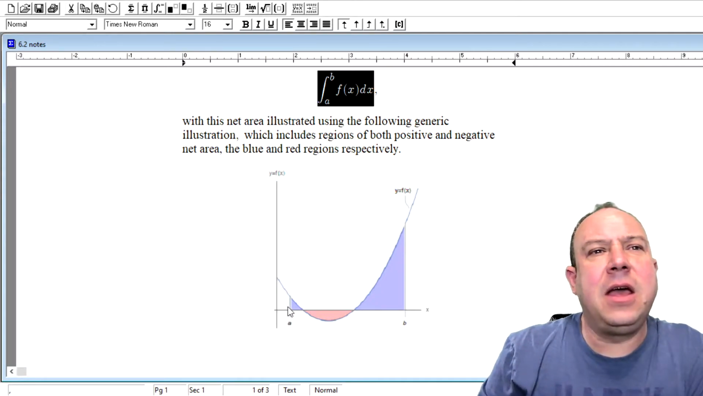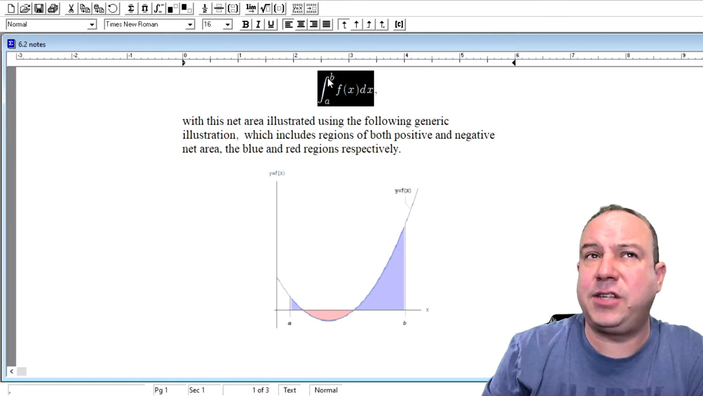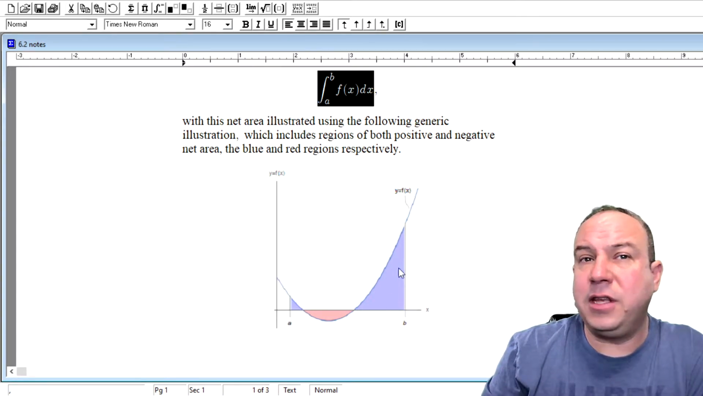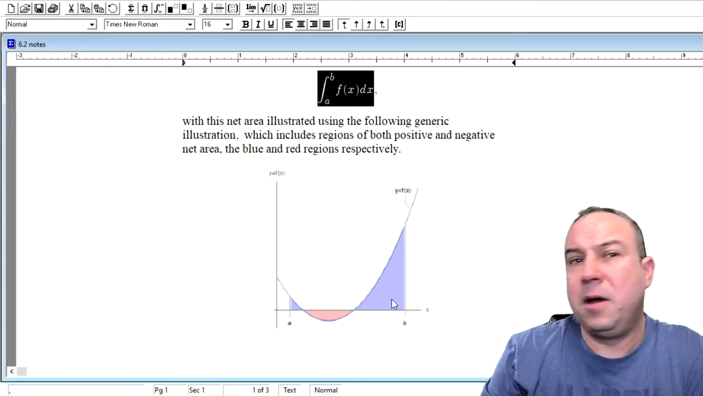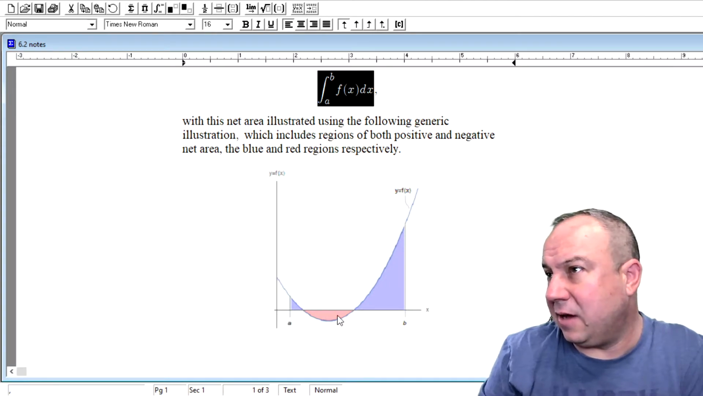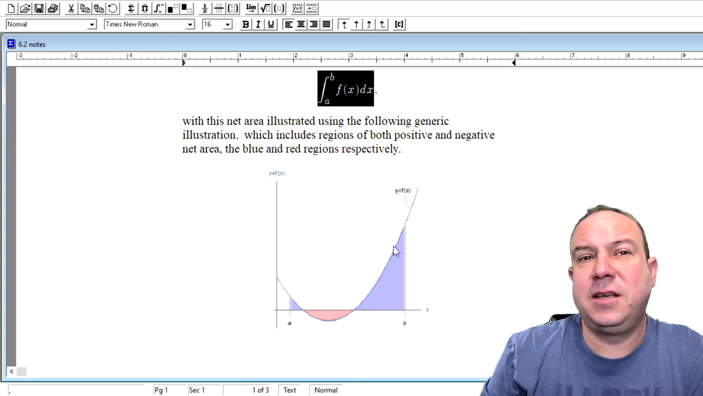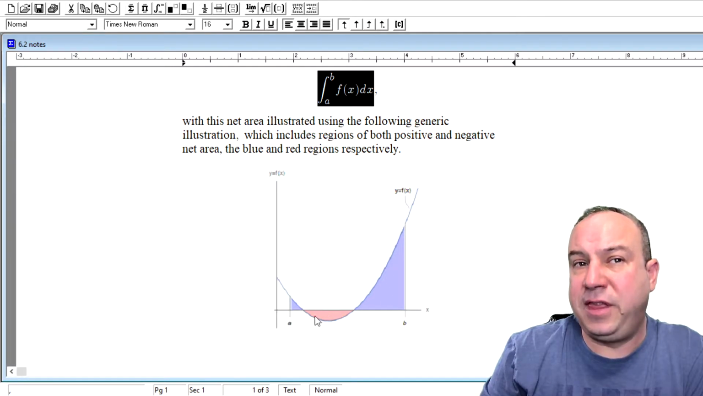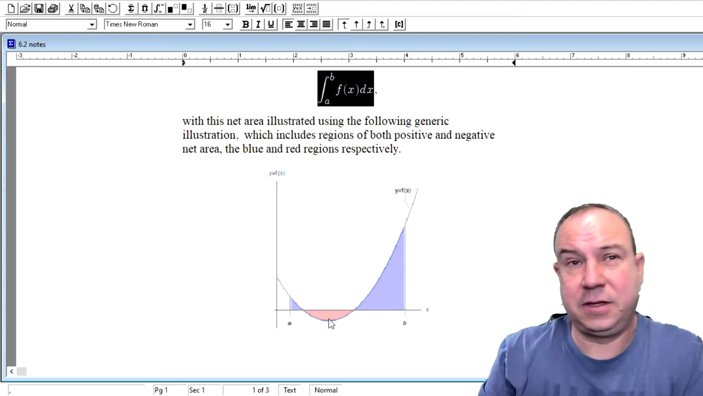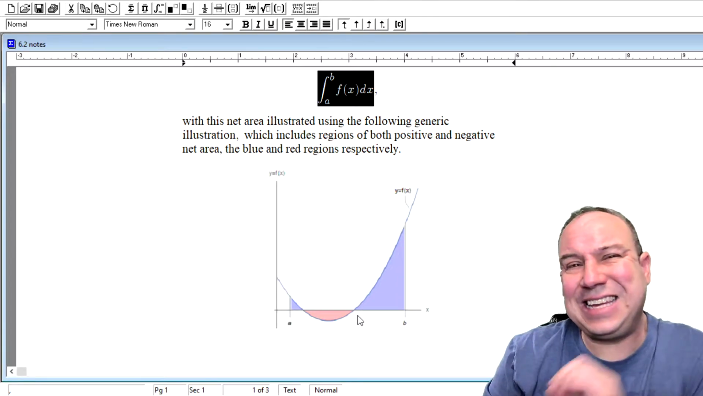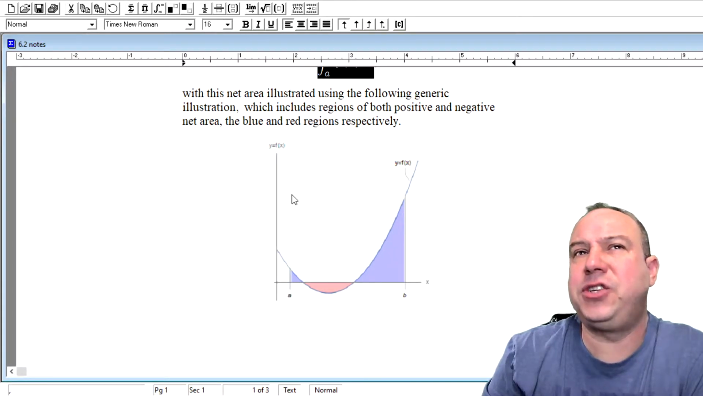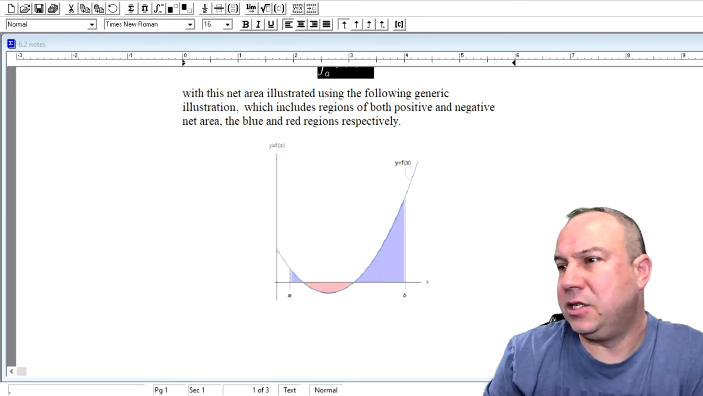And altogether, if we were to consider the calculation from a to b for f of x dx, what it would be giving us is the measurement for all this positive area minus the measurement for all this negative area. It would be this area, with this little region taken away from it in its calculation. That is net area, folks. And that is the illustration of net area in general.